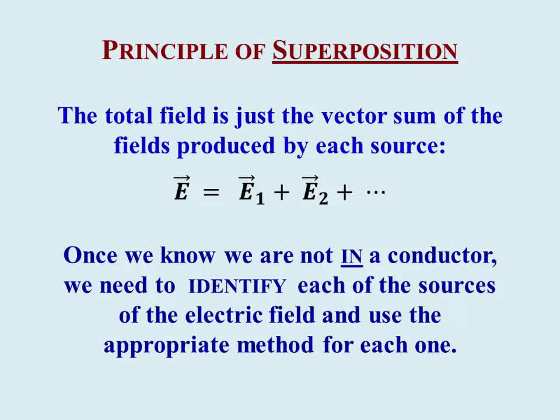The second thing I want to point out is called the principle of superposition. Again, this is not a method, but rather the way in which we will deal with multiple charges laid out in various regions in a particular problem. It says that the total field is just the vector sum of the fields produced by each source. So once we know we're not in a conductor, we need to identify each of the sources of the field and use an appropriate method for each one.